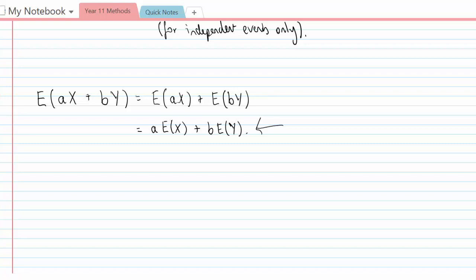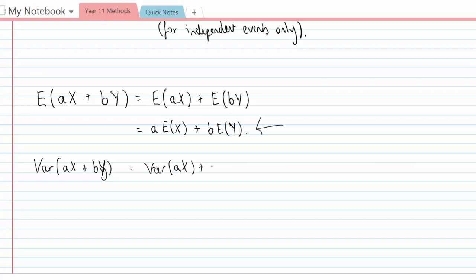And we can do the same thing for the variance. So if we have the variance of ax plus by, then we can make that the variance of ax plus the variance of by, which, using our rule from earlier, can become a squared times the variance of x plus b squared times the variance of y. But again, this is for independent events only.